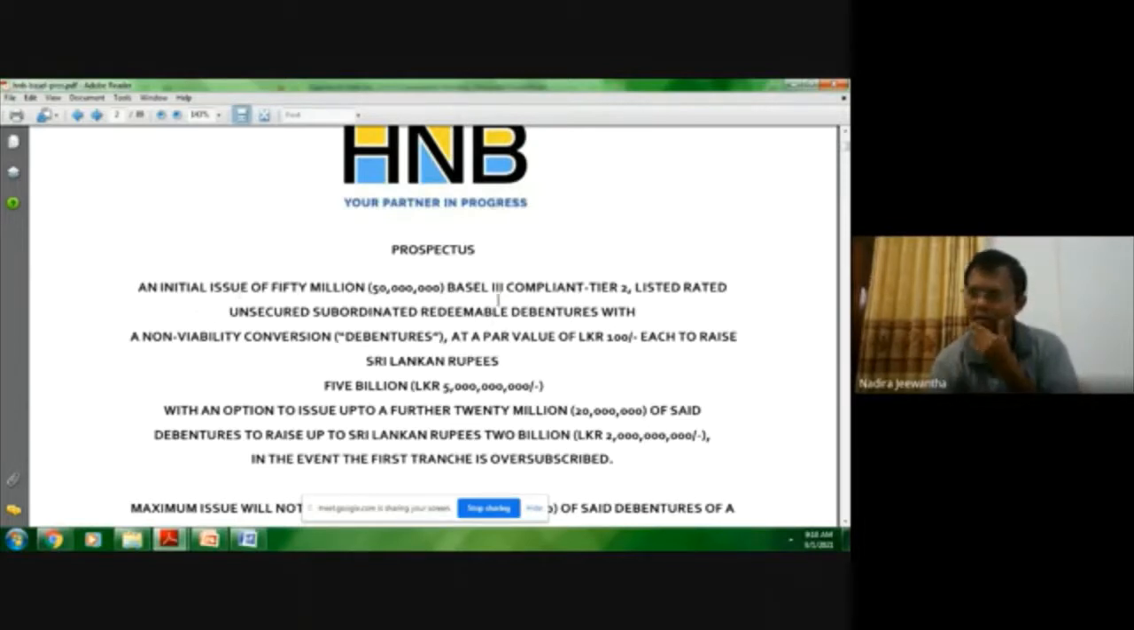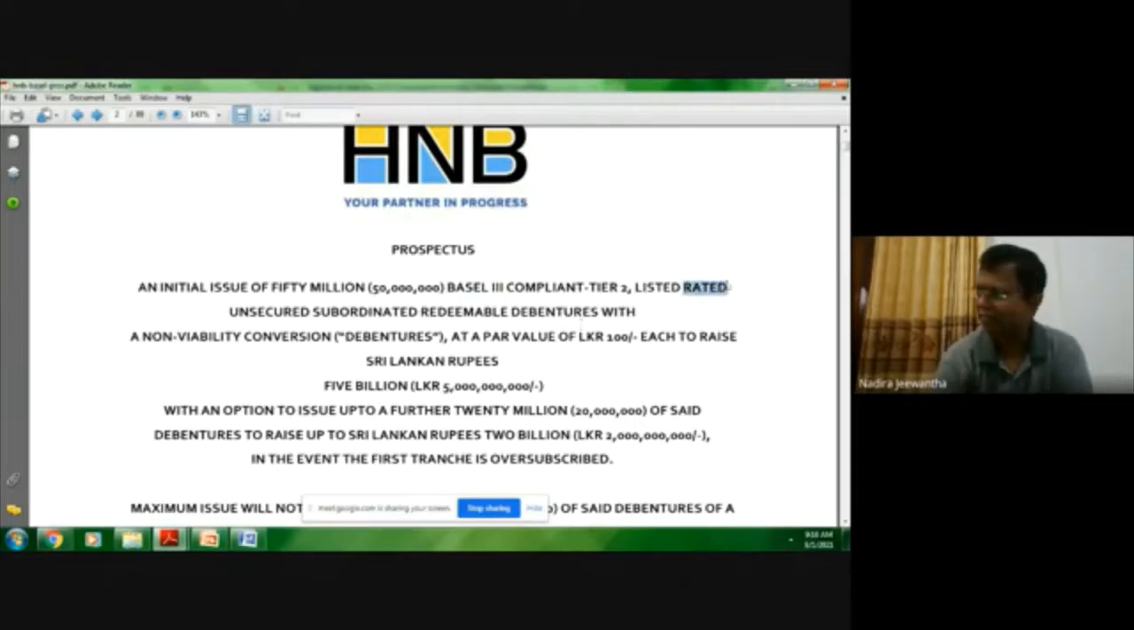Basel 3 means capital adequacy ratio. The feature is that the amount you issue can be counted into capital. It can be 7 billion. Initially 5 billion they wanted to raise. Now another 2 billion also they have raised. They have taken this into capital. So basically, like shares, they can take it into capital. Now, what do you mean by listed? Okay, where do we list? CSE, rated.